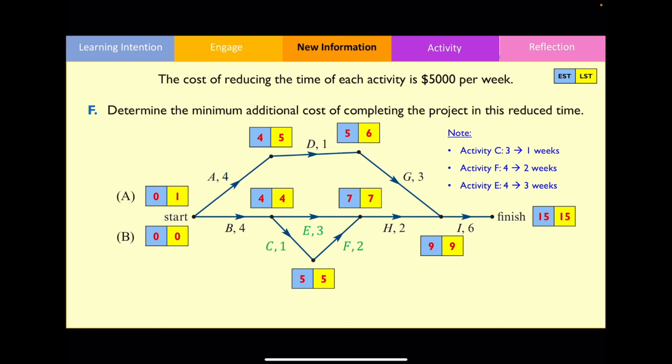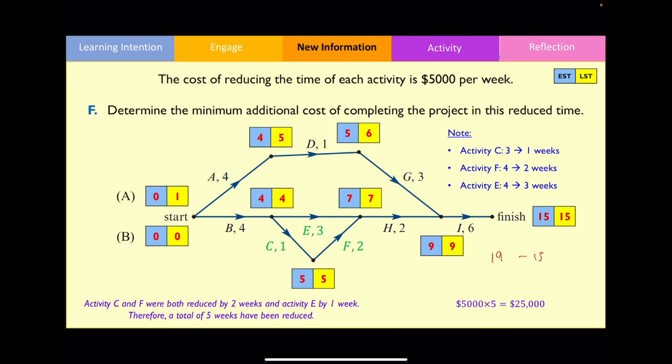As a result, the overall number of weeks that we've reduced is 5 weeks in total. And to therefore find out what the cost is, since 1 week is $5,000, therefore $5,000 multiplied by 5 will give us an answer of $25,000. So this is the extra amount of money that we need to pay to reduce the overall completion time from 19 weeks to 15 weeks.